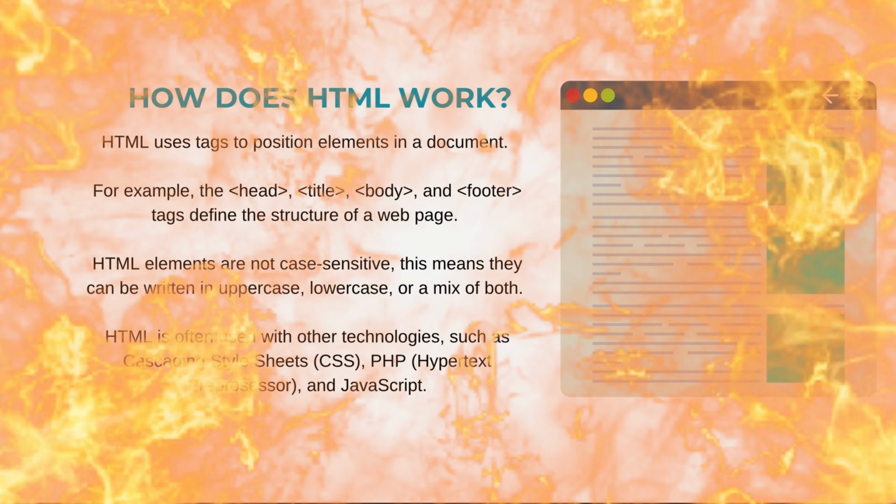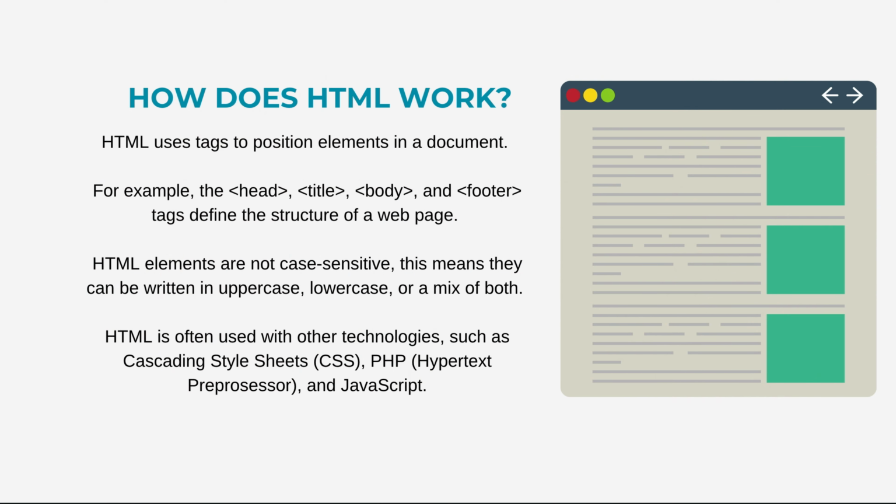So how does HTML work? HTML uses tags to position elements in a document. For example, the head, title, body, and footer tags define the structure of a web page. HTML elements are not case sensitive. This means they can be written in uppercase, lowercase, or a mix of both. HTML is often used with other technologies such as cascading style sheets, CSS, PHP, which is hypertext preprocessor, and JavaScript.